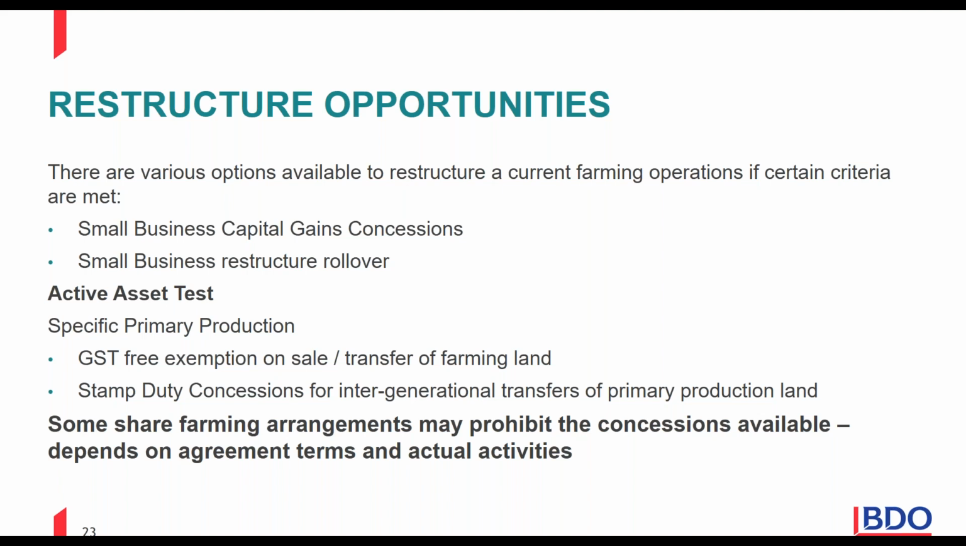We have a couple of slides around share farming, which I'll go through in a moment, but share farming arrangements can sometimes result in CGT concessions in particular becoming unavailable simply because of the way that assets are used by the share farmer. So something just to flag as we pass through this restructuring section, and we have seen issues on that in the past. But generally, as a rule, we try and manage the taxes on a restructure as efficiently as we can.